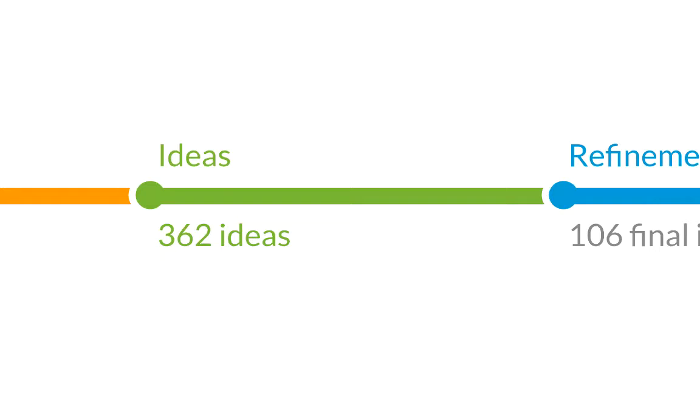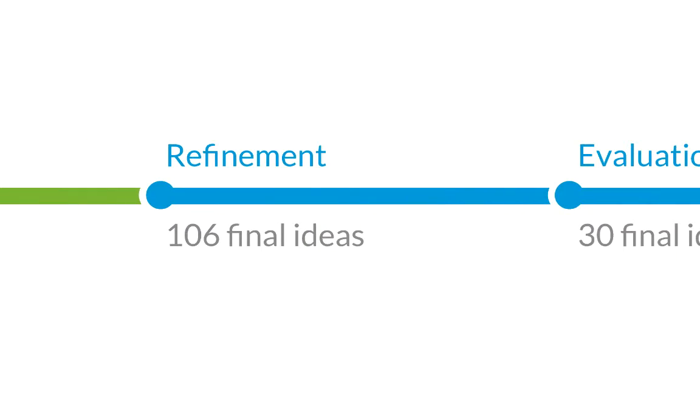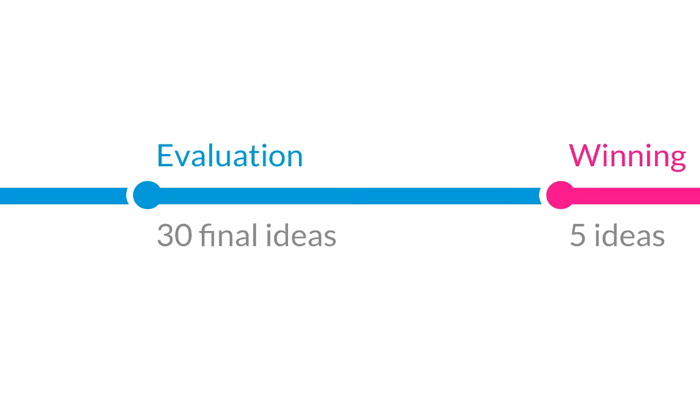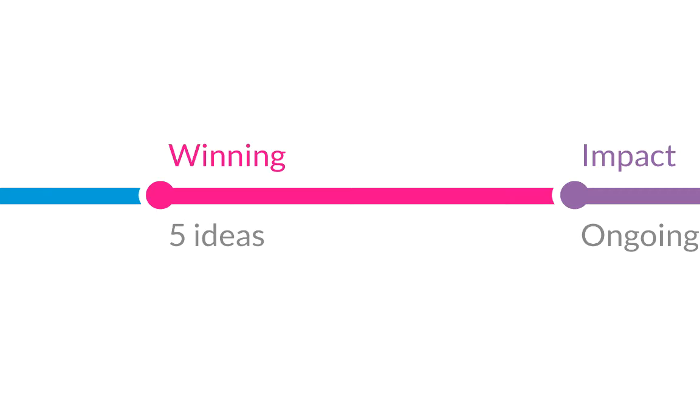The ideas with the most potential will move on into the refinement phase. At this stage, we will be looking to make sure that the best ideas are desirable, feasible, and viable. The ideas that we think match these criteria best will move through to evaluation, where they'll be evaluated by either the community or experts. The ideas with the most potential at this stage will be moved through to the winning round, where they'll be celebrated, and we will look to implement them whichever way we can.